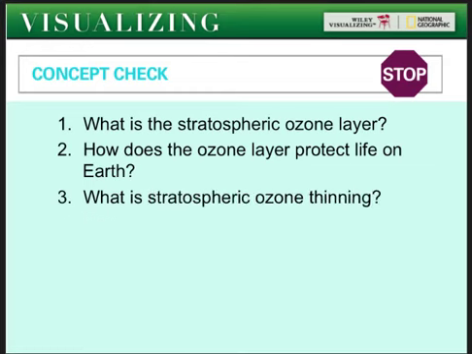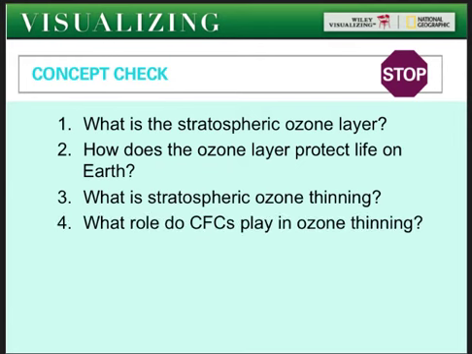Next question, what is stratospheric ozone thinning? Well, this is the removal of ozone from the stratosphere by human-produced chemicals or natural processes. Next, what role do CFCs play in this thinning? Well, they are the primary chemicals responsible for ozone loss in the stratosphere. But again, we have to acknowledge that there is also an effect from the solar wind.